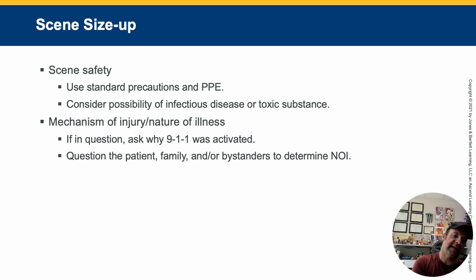Next, determine the mechanism of injury or nature of illness. If it's unclear why 911 was called, ask the patient, family members, or bystanders; that's what you've got to figure out. Often a respiratory emergency will appear obvious, but sometimes subtle symptoms like weakness or altered level of consciousness are due to hypoxia or hypercapnia. Be alert for multiple patients with similar symptoms, which could be an indication of a toxic exposure or maybe an infectious outbreak.